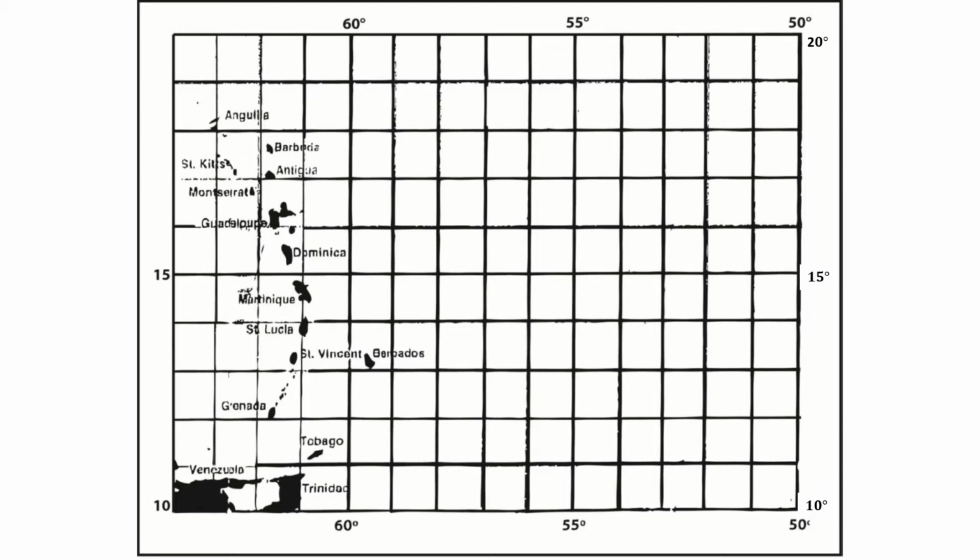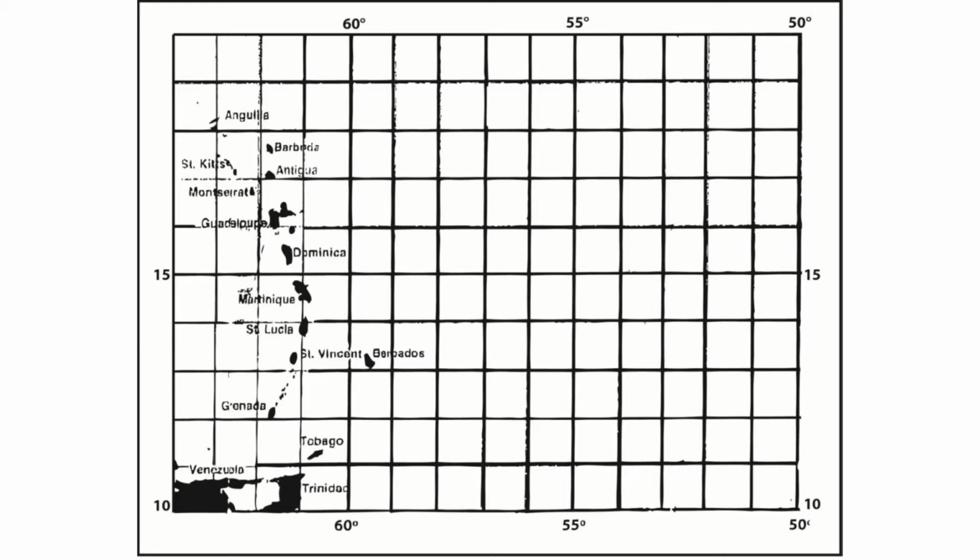Notice to the left and to the right of the map, the horizontal lines are labeled. Starting with 10 degrees at the bottom of our map, we count up 5 horizontal lines to 15 degrees, that is 15 degrees north, and another 5 lines to 20 degrees north. Each of these horizontal lines will correspond to the northerly part of our coordinates.